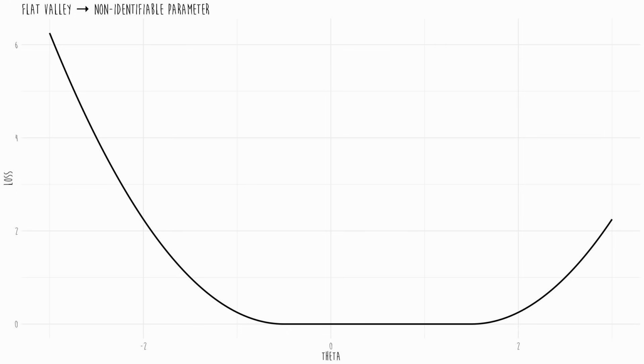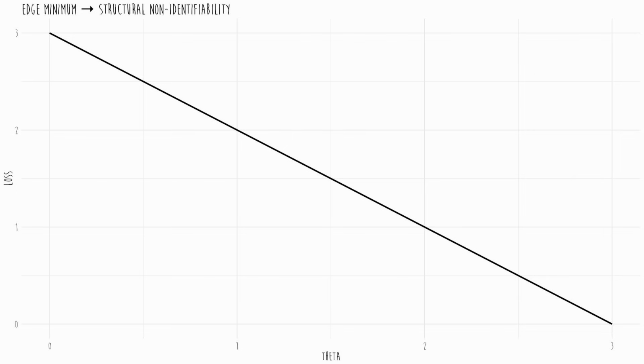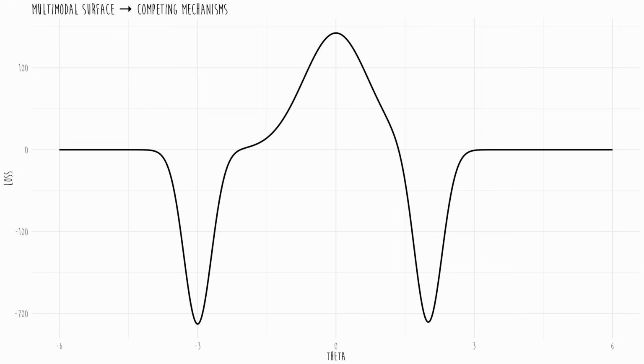We also might have a situation that looks like this, an edge minimum. Basically, it seems to suggest that if we kept going in that direction, we might improve the fit even further. Or we might have something that looks like this, multimodal. So you might say that there are competing explanations or competing mechanisms going on. And then my personal favorite is using contour plots or landscape plots.